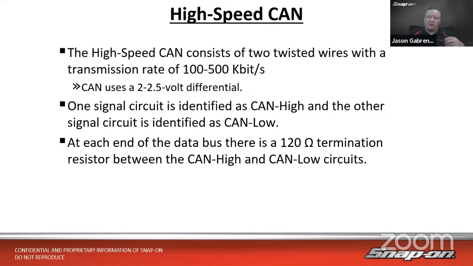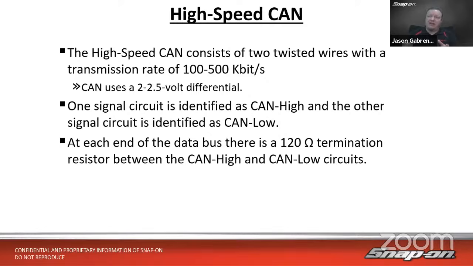One signal circuit is called CAN high, and the other one is called CAN low. So we actually have two, as we said, twisted wires. And by the way, it is important to keep those wires twisted. If you ever have a problem and you're taking things apart and testing things, you want to leave those wires twisted up because that's good for rejecting RF noise, right? That's why they're twisted together, to reject the noise.